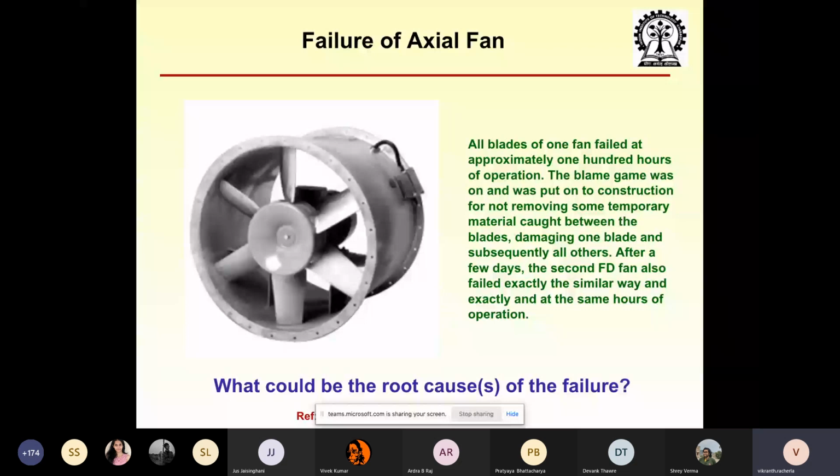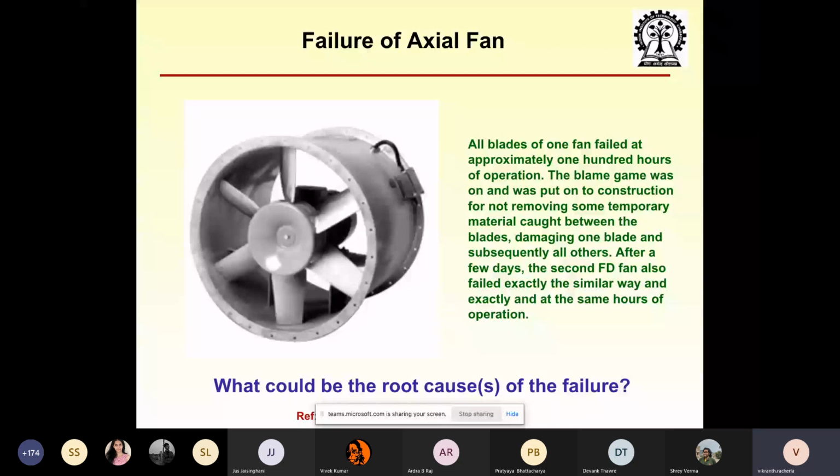There was one application where it was observed that all blades of a fan failed after 100 hours of operation. And then they started to blame each other, as it happens in any company, as to who is responsible for such a bad design of the fan. And they thought that basically somebody forgot a spanner or something, and then over a period of time one blade got damaged and it led to damaging of other blades.